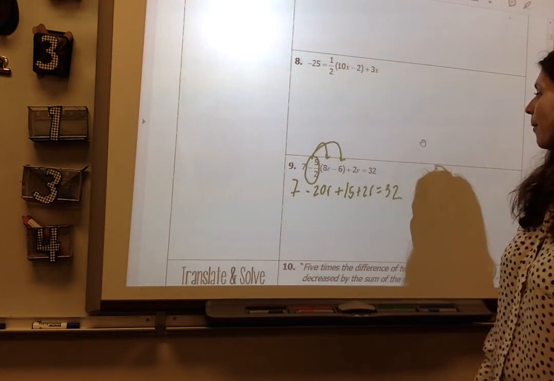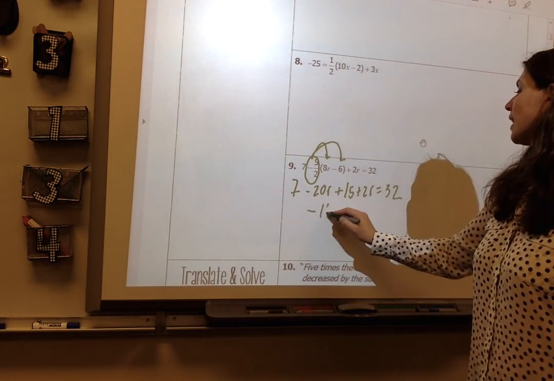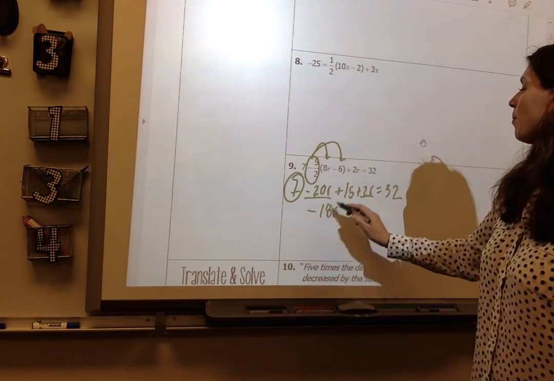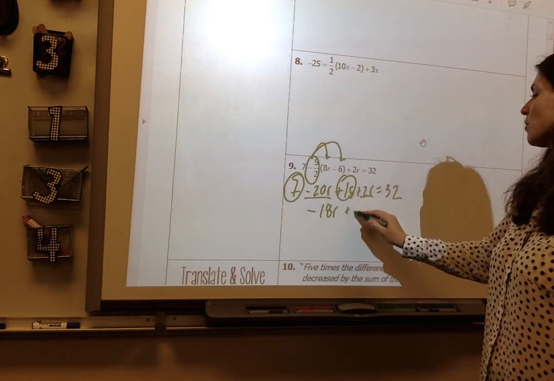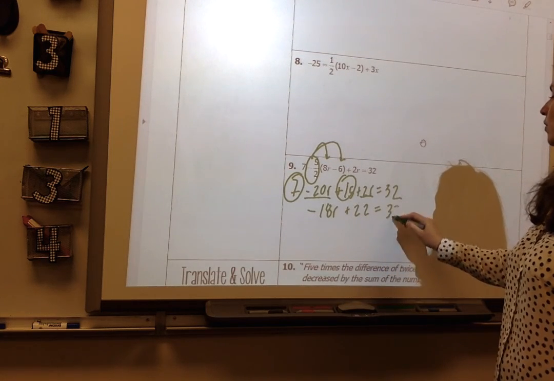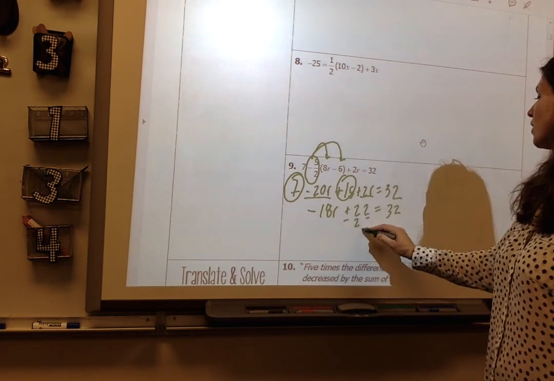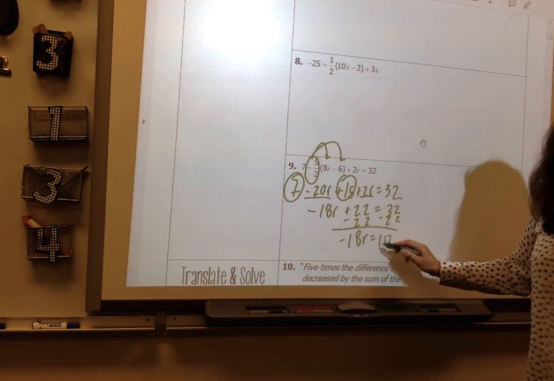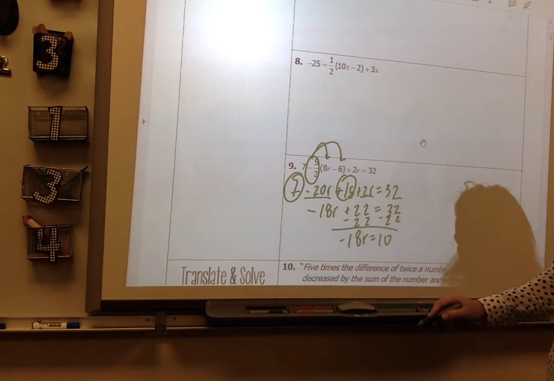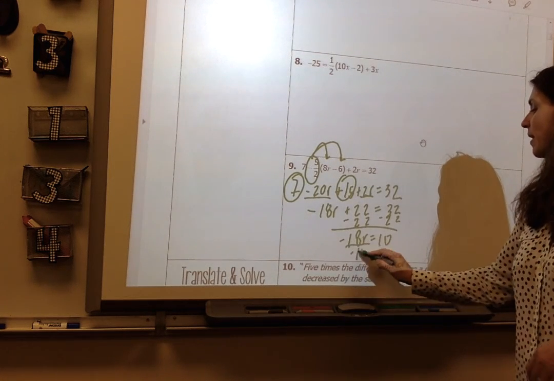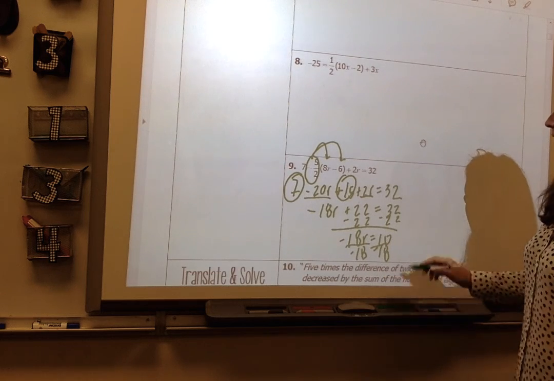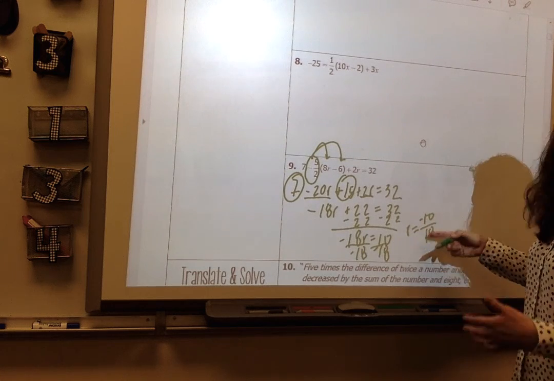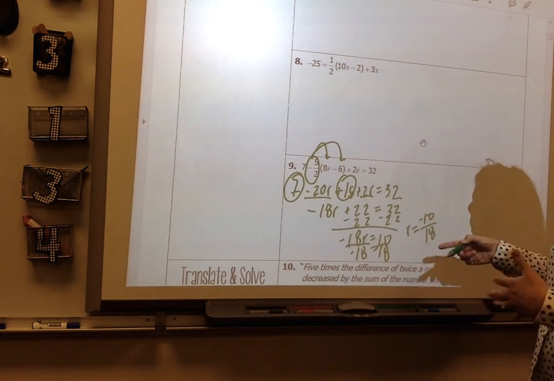over those fractions together. I combine my like terms and I get negative 18r, negative 20r and positive 2r is negative 18r. And I have a positive 7 and a positive 15, which is a positive 22, and that equals 32. I'm going to subtract 22 on both sides, and I get negative 18r equals 10. Now I'm going to divide both sides by negative 18, and I have r equals negative 10 over 18, or 10 over negative 18. It's just a negative rational number.